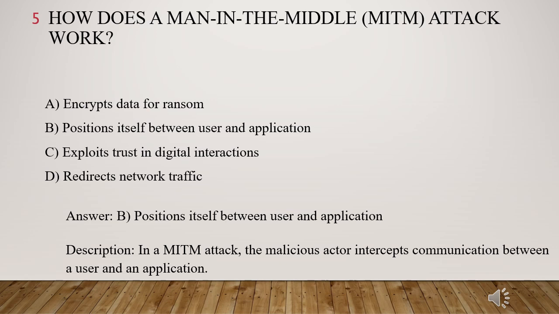Here's why. A. Encrypts data for ransom. While MITM attacks can be used to intercept and potentially encrypt data, their primary goal is not encryption, but eavesdropping and manipulating communication. C. Exploits trust in digital interactions. This is a broader concept encompassing MITM attacks, but it doesn't describe the specific mechanics of how they work. D. Redirects network traffic. Redirecting traffic can be a tactic used in MITM attacks, but it's not the core principle.